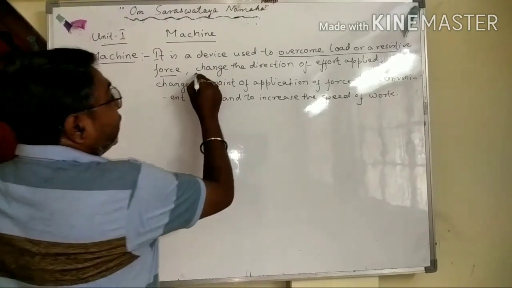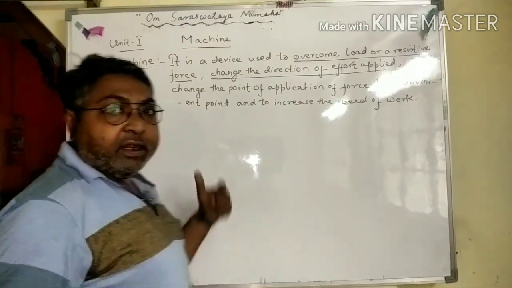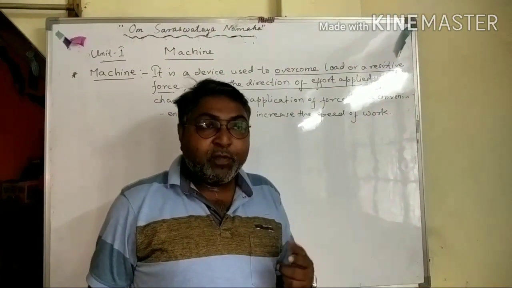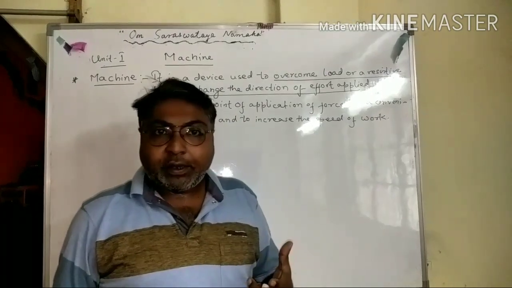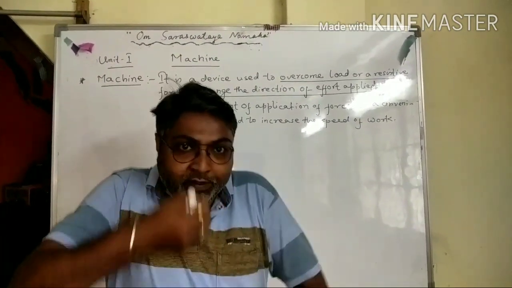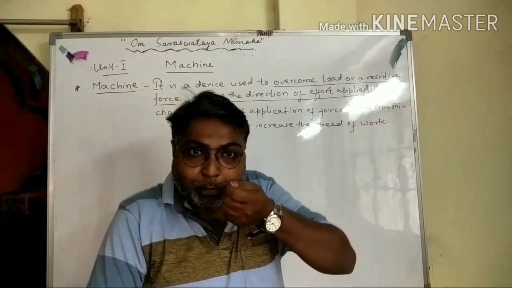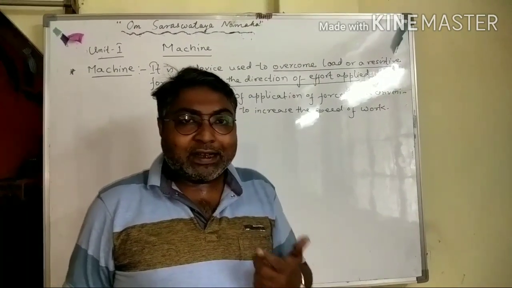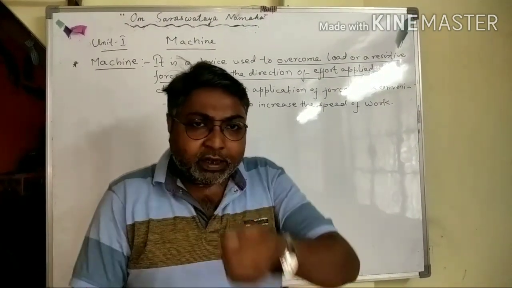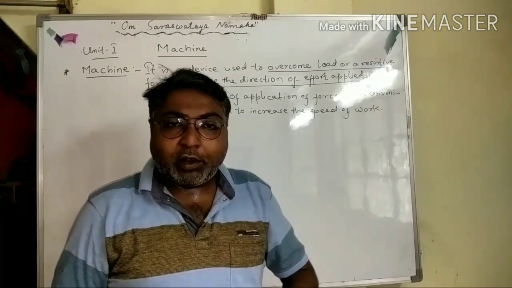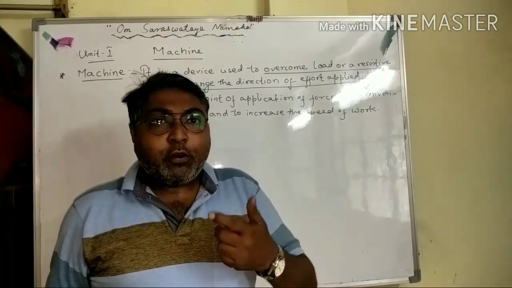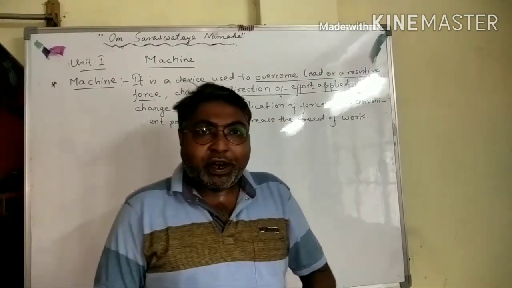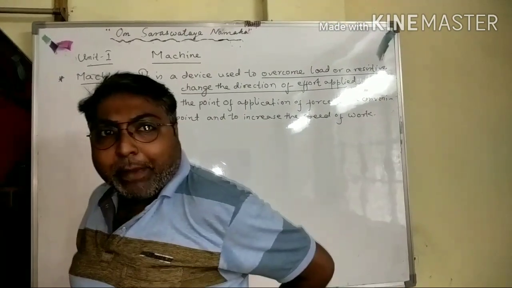The second is change the direction of effort applied. This machine is also used to change the direction of effort applied. For example, if you want to lift a bucket full of water from the well in the upward direction with the help of a rope, you can lift at the most 1 to 3 buckets of water at a time. After that, if you continuously try to pull up buckets of water from the well in the upward direction, you are not only working against the force of gravity, but you are creating a lot of strain on your arms as well as on your back.